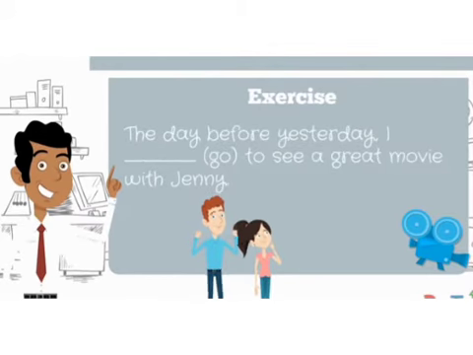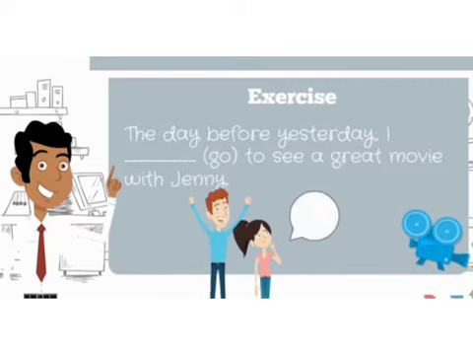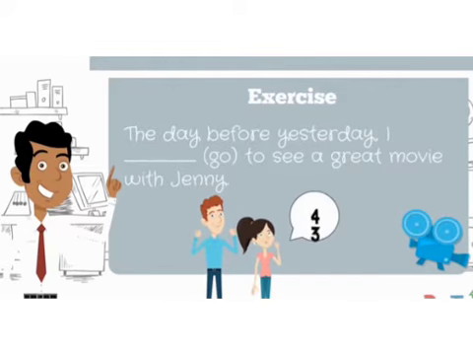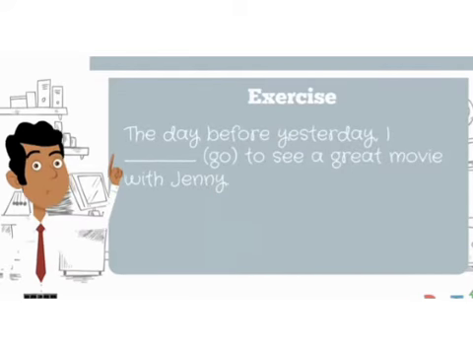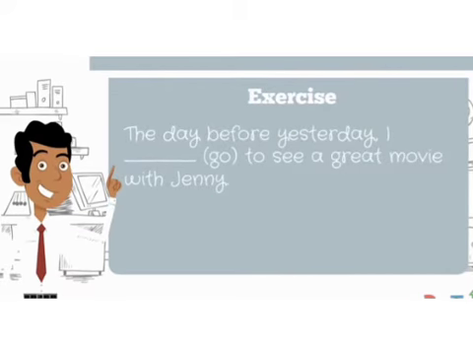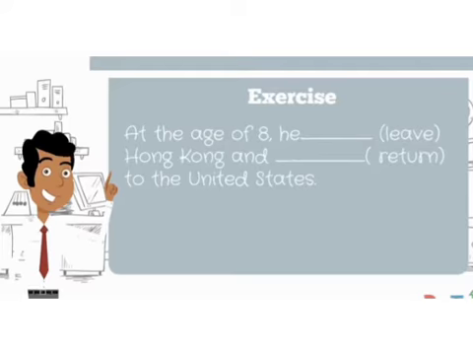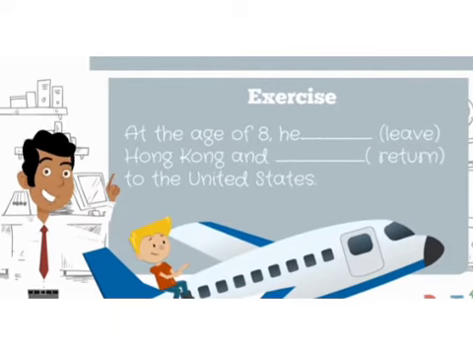The day before yesterday, I go to see a great movie with Jenny. Now you have to find what is the past form of the verb go. Children, do you have any idea? Yes, children, the answer is went. For go, the past form of the verb is went. Okay? Moving to the next question.